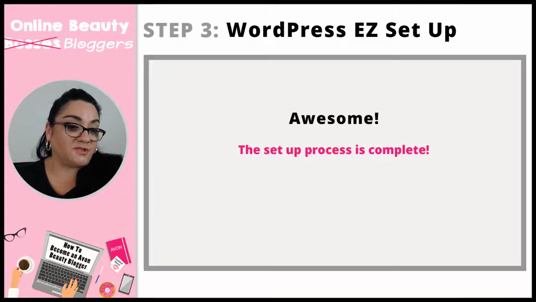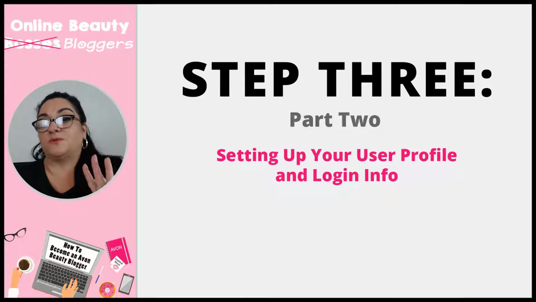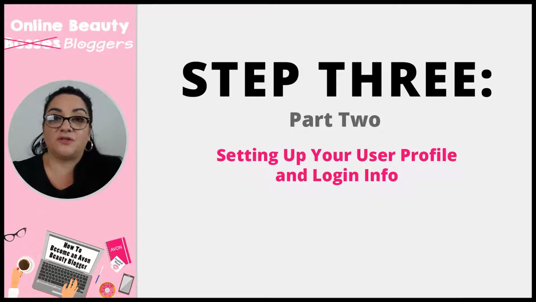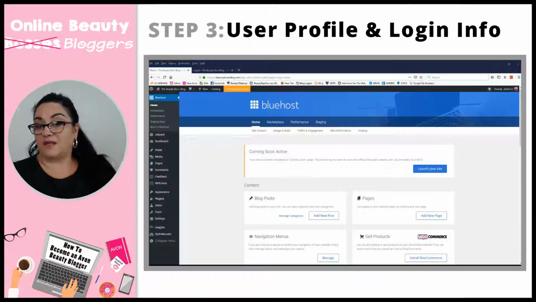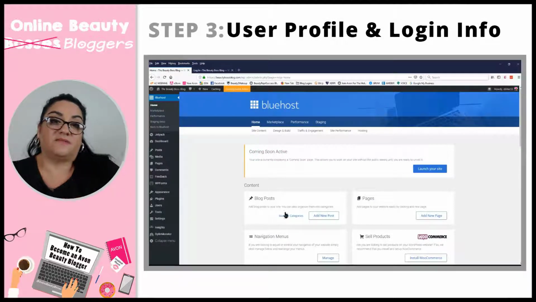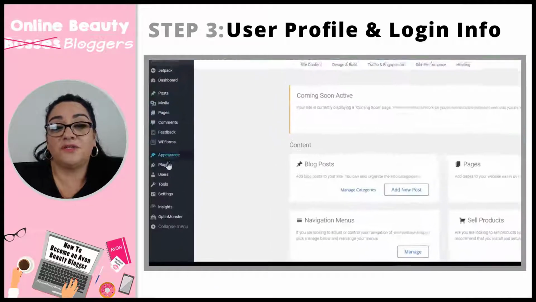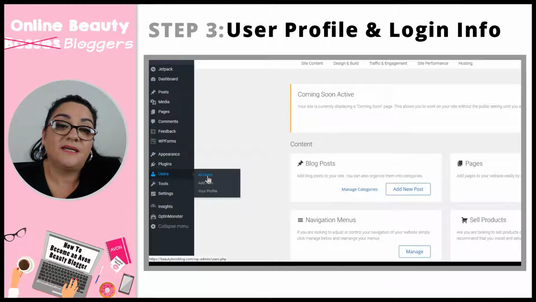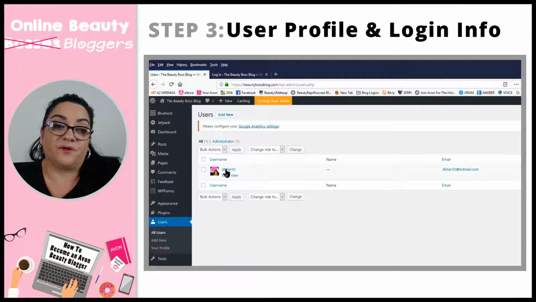So part 2 of step 3 is we're going to continue setting up the blog by adding our user profile, and then I'm going to show you how to log on. So first, we're on the home page of the back office of our blog, and you're going to go to the left menu, click Users, All Users, and you're going to see your profile there.